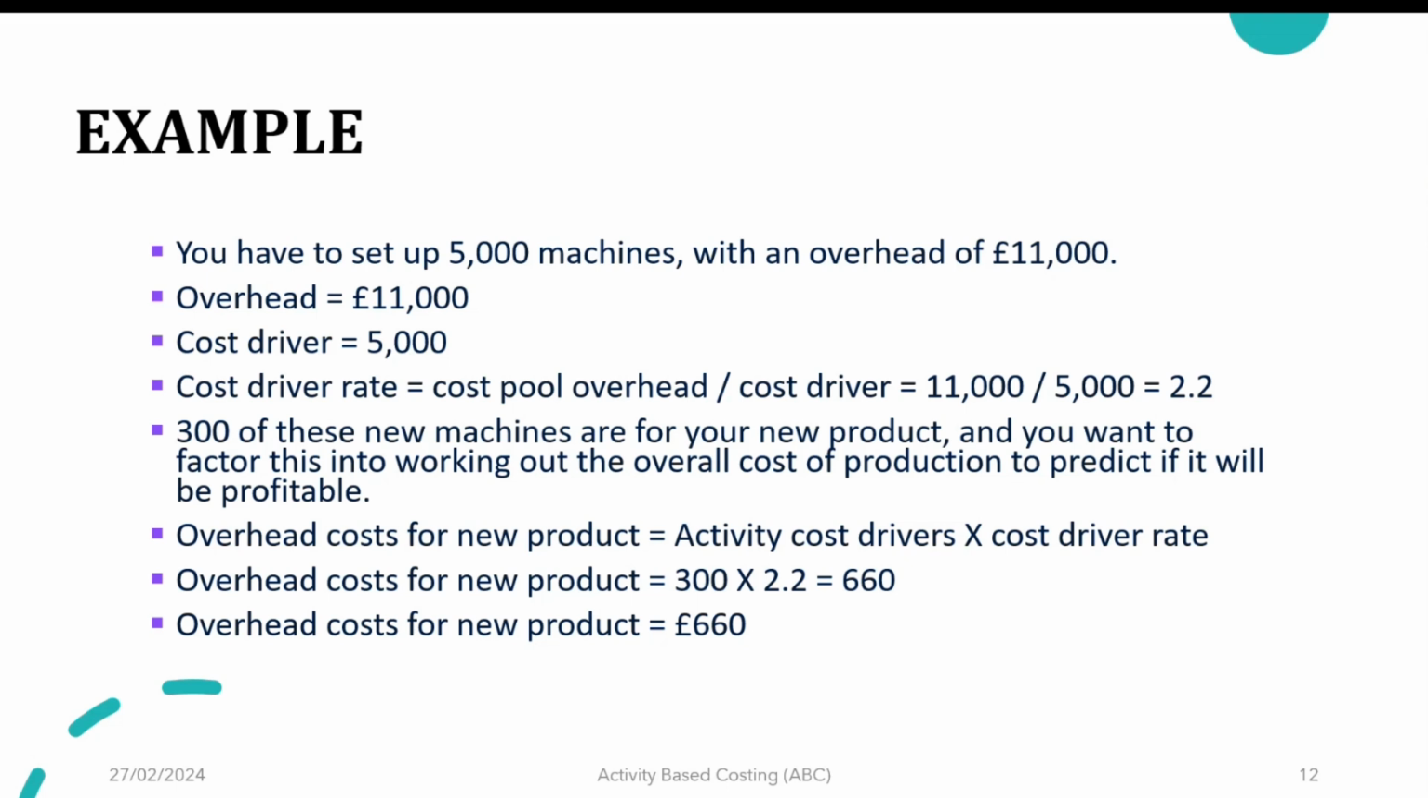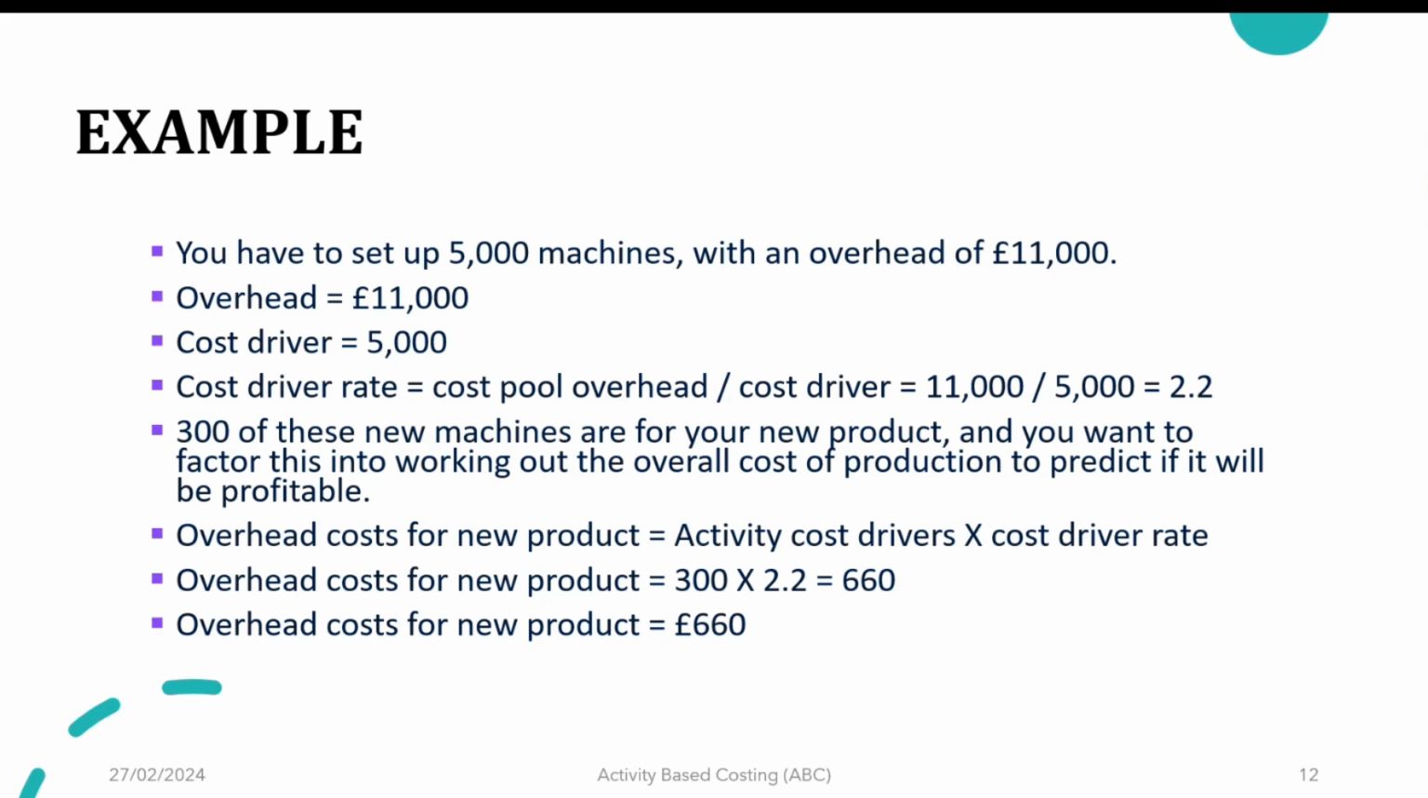So for this new product, because it has only 300 machines from the total of 5,000 machines, using the cost driver rate, which is the overhead cost per machine, you can calculate the 300 machine overhead proportion. Overhead for this new product, which uses 300 machines, would be 300 times the overhead rate, which equals 660. So that's the overhead the new product would take from the total overhead.